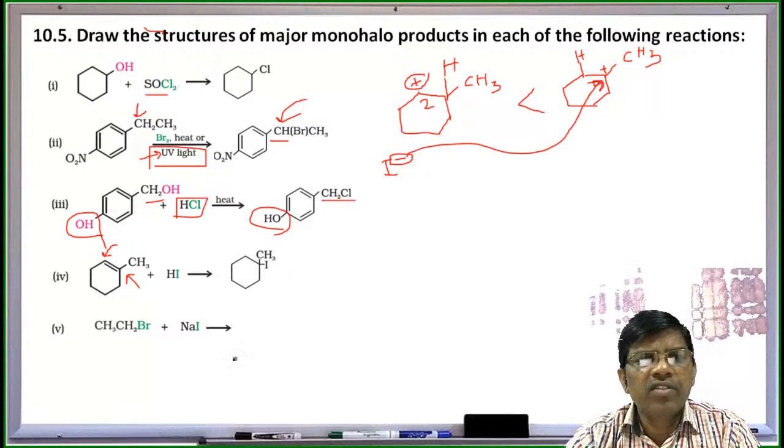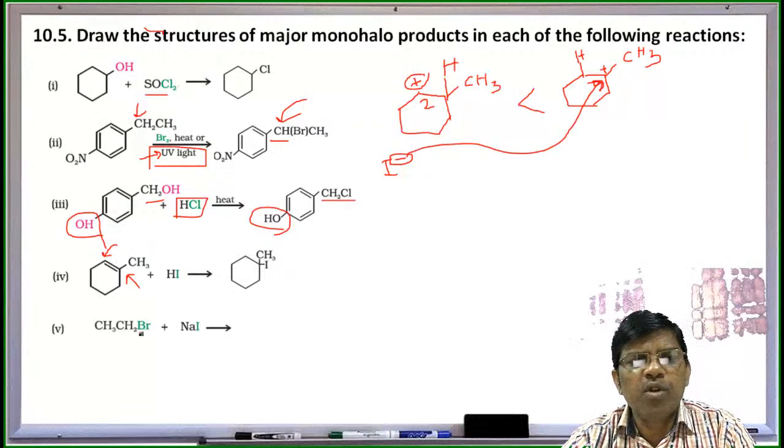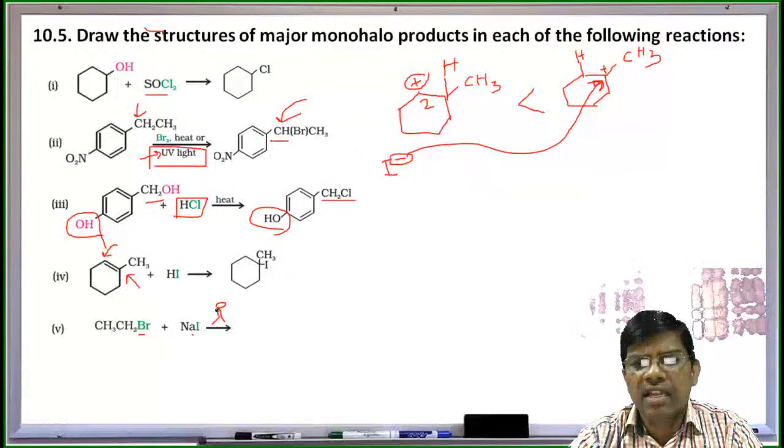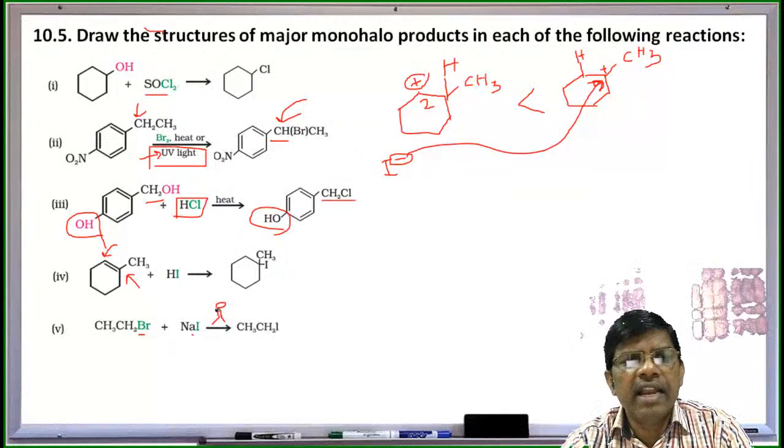Sodium iodide, what is going to happen? This is the Finkelstein reaction. Bromine is replaced with iodine by sodium iodide in the presence of, let me write, acetone, dry acetone. Use dry acetone here. It is going to give ethyl iodide.